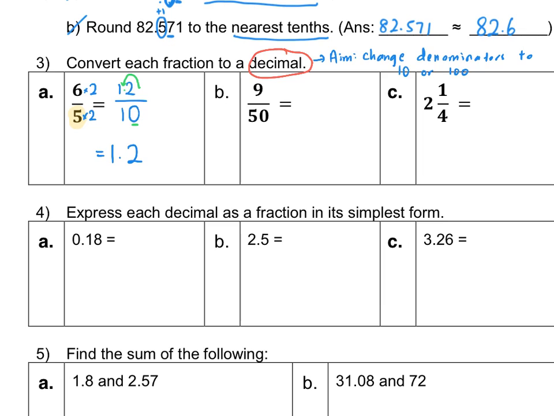Let's go on to 3B. Now, your denominator is 50. Your aim is to change to either a 10 or 100. So in this case, what do you change it to? Try to change it to 100. So 50, how do you change it to 100? Times what? Same thing, you times 2. 50 times 2 will give you 100. Okay, so what is 9 times 2? 18. Right, then you write it as a decimal. Because there are 2 zeros in 100, you move the decimal point back by 2 decimal places. Your answer should be 0.18.